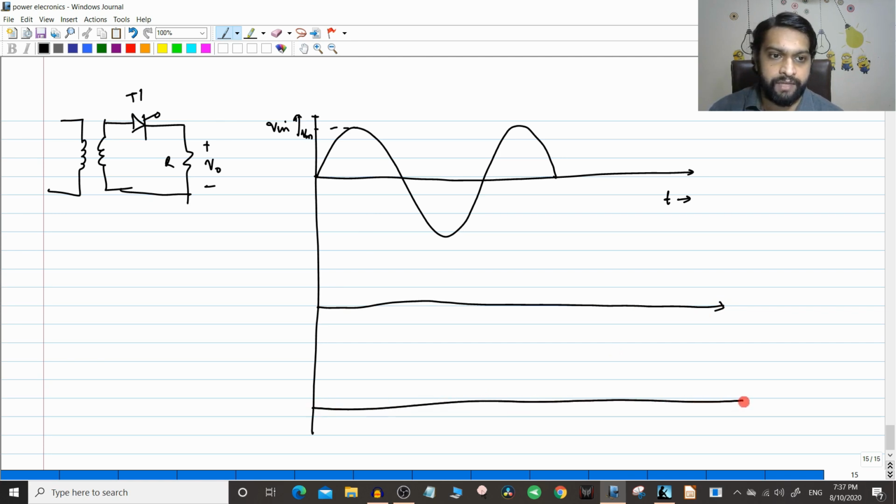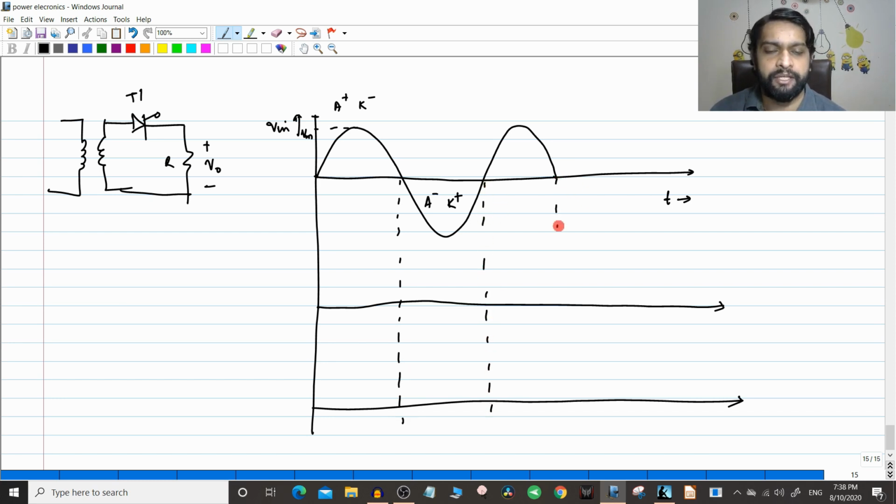In the previous video, what did we see? In the diode rectifier, whenever the anode is positive with respect to the cathode, in the positive half cycle, the diode conducts. In the negative half cycle, the anode is negative with respect to the cathode, so the diode will not conduct. Here we have to give a gate signal. Only then will the thyristor activate.